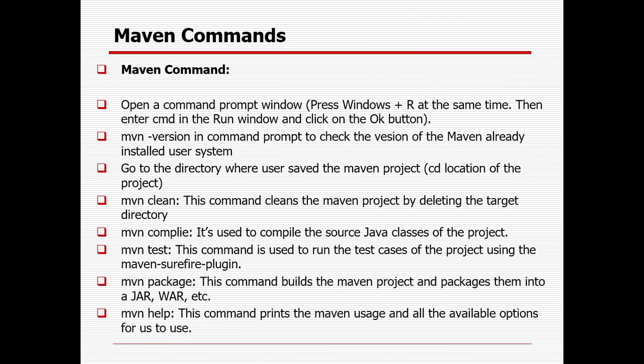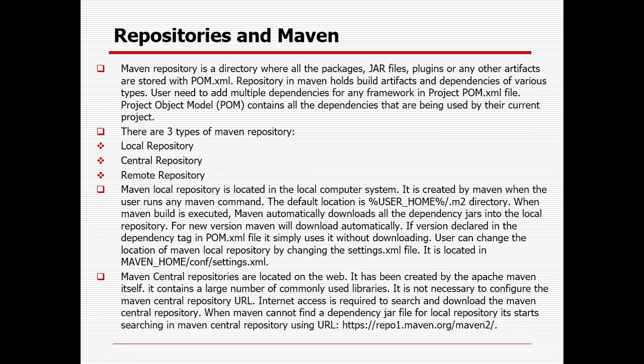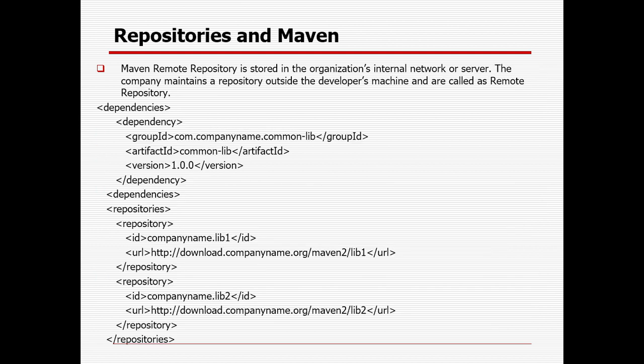Then these are the different commands: Maven version, Maven clean, Maven compile, Maven test, Maven help, and Maven package. It will package the code into a WAR or jar file, and that can be deployed in your environment. And there are three types of repository: local, central, and remote. It will try to check with the local repository, then it will go for the central repository. In case it is still not found, it will go for the remote repository. In case it is not found, it will throw an error. But in case the central or remote repository has it, it will update the local repository at the same time, so that next time your local repository will be up to date.